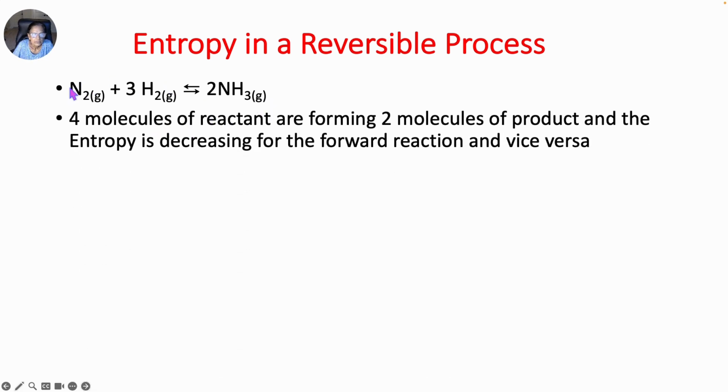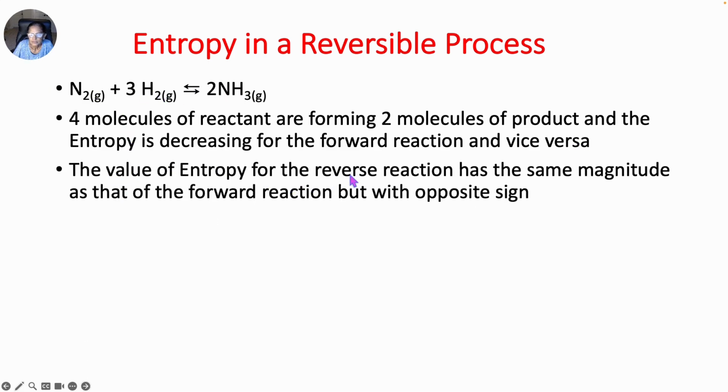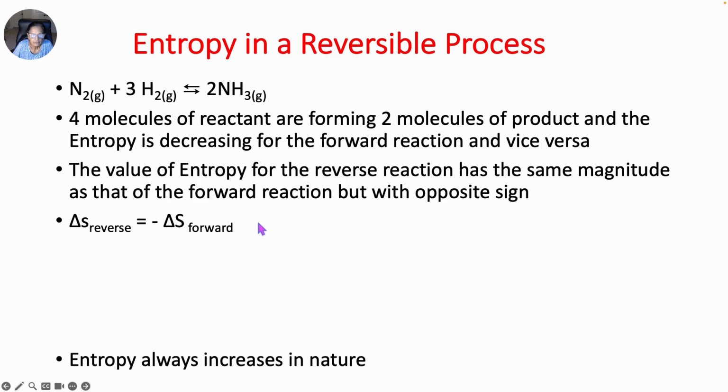Now let's see what happens to entropy in a reversible process. Let's take the combination of nitrogen and hydrogen to form ammonia. 1 molecule of nitrogen gas combines with 3 molecules of hydrogen gas, giving 2 molecules of ammonia gas. 4 molecules in all of the reactant are forming 2 molecules of the product, and the entropy is decreasing for the forward reaction and increases for the backward reaction. The value of entropy for the reverse reaction has the same magnitude as that of the forward reaction, but the sign is opposite. Delta S for the reverse reaction is minus delta S of the forward reaction.